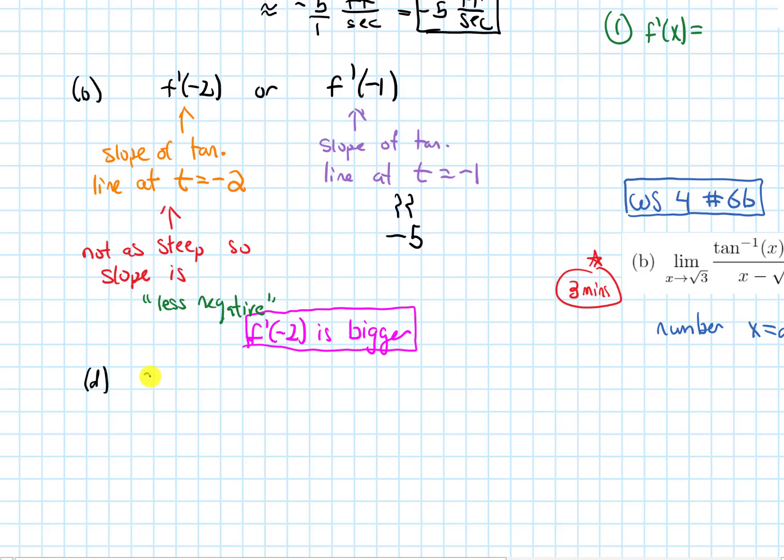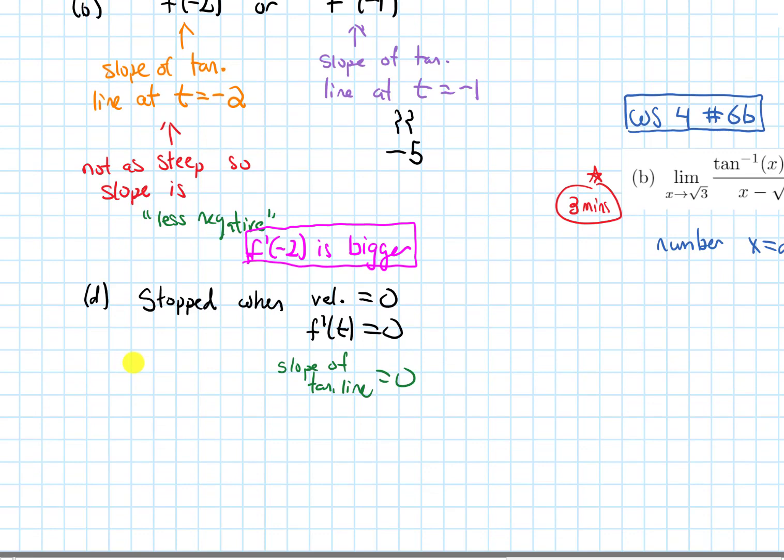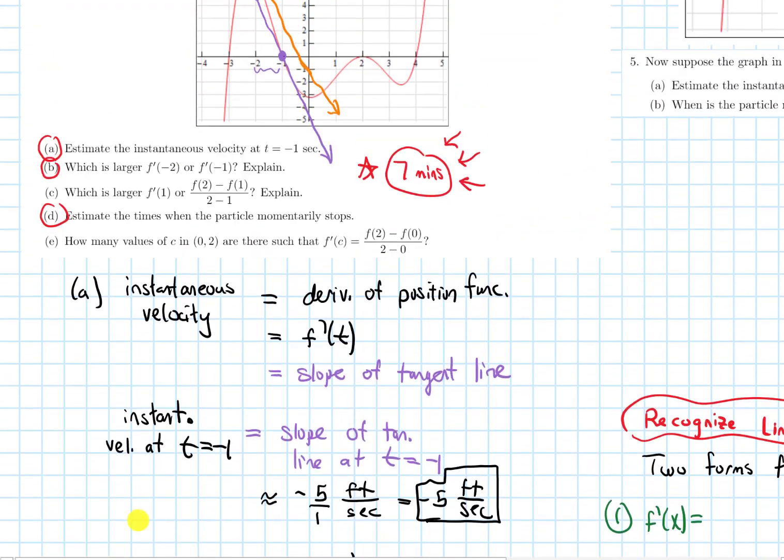Okay, so the particle is going to be stopped when the velocity is 0. Stop when the velocity equals 0, but we know the velocity is the derivative of position. So when f prime of t equals 0, and we know that the derivative is just the slope of the tangent line. So we're looking for when the slope of the tangent line is 0.